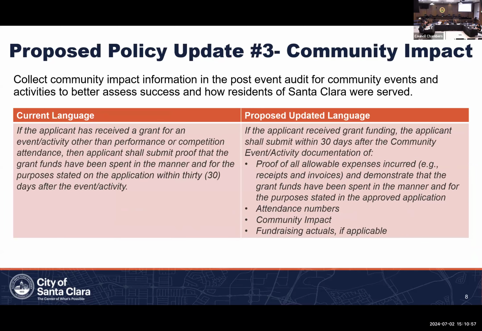The next proposed policy update highlights community impact. This proposed policy aims to collect more information from the grantee in the post-event process in an effort to measure the success of the event and how Santa Clara residents were served. Additionally, if the applicant applies for grant funding through the community grant program in the future, the past event success can be measured when considering approval or denial of a future application for grant funding. This is a provision which already exists in the current policy. Next slide, please.